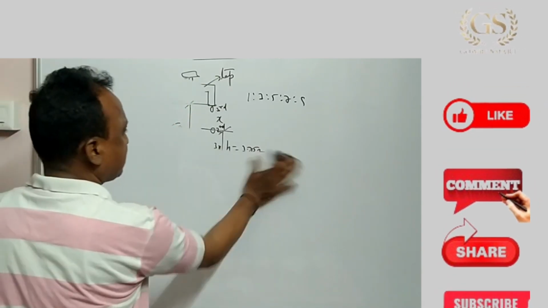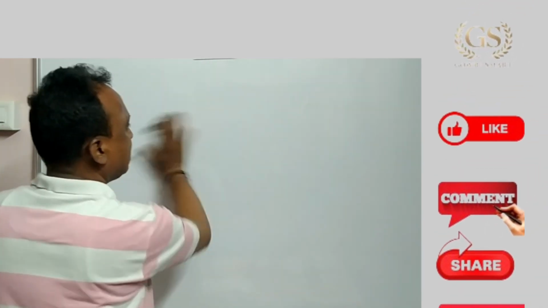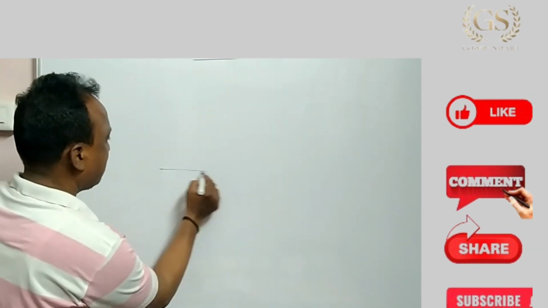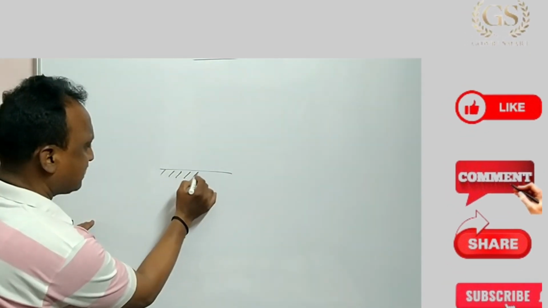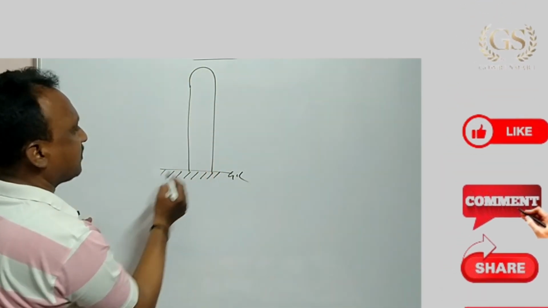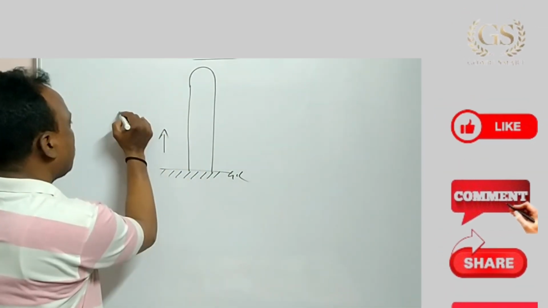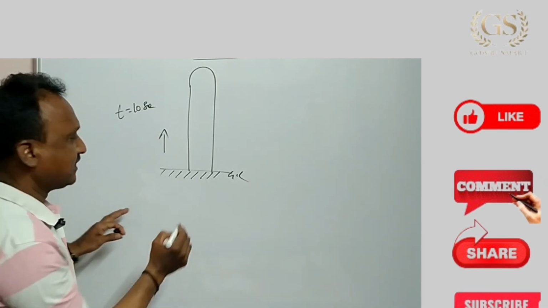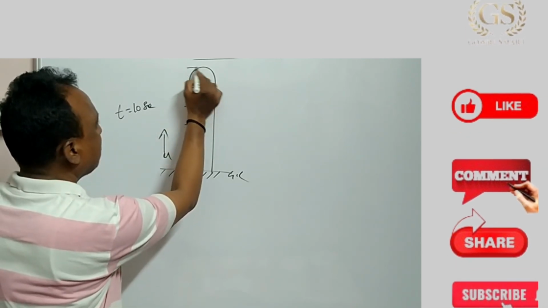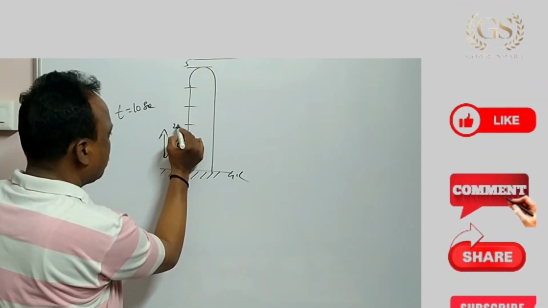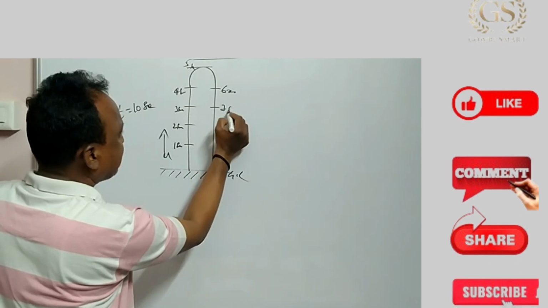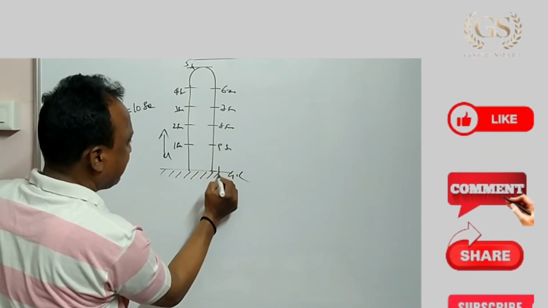Now let us go to the next point in freely falling bodies. This will be the last point in kinematics part 1. Of course it is still one dimensional kinematics. Suppose this is ground level, and the body is thrown vertically upwards. The total time of journey, for example, is 10 seconds. It is thrown with some velocity u. This is 1 second, 2 second, 3, 4, 5, 6, 7, 8, 9, 10 seconds.